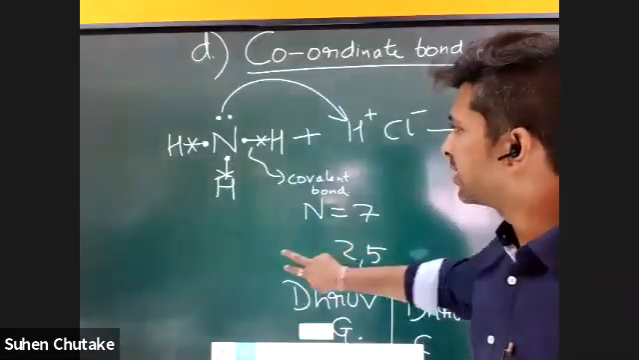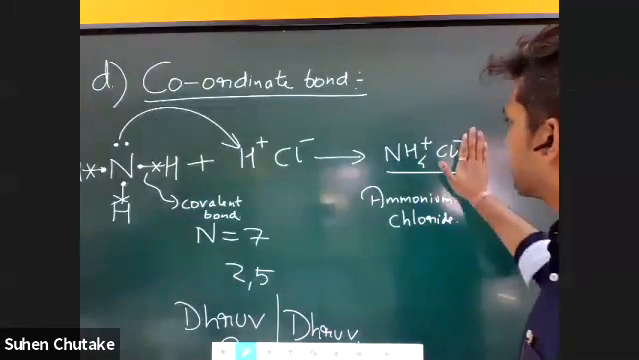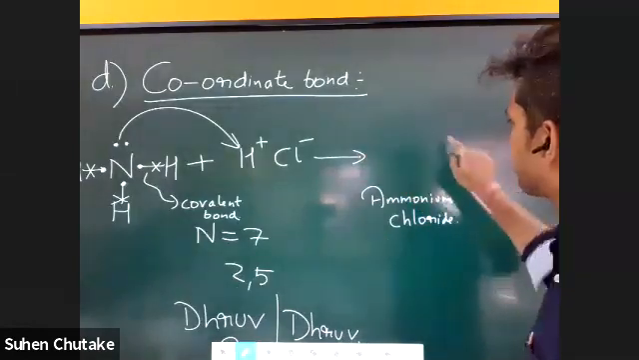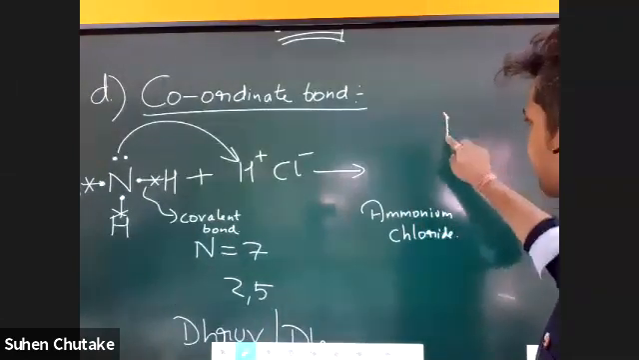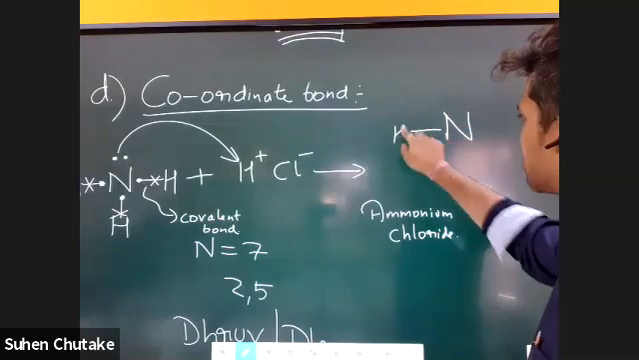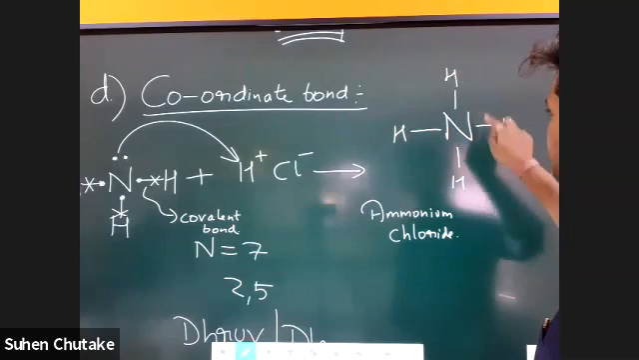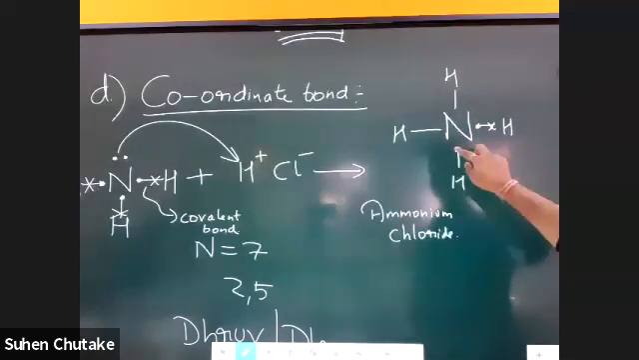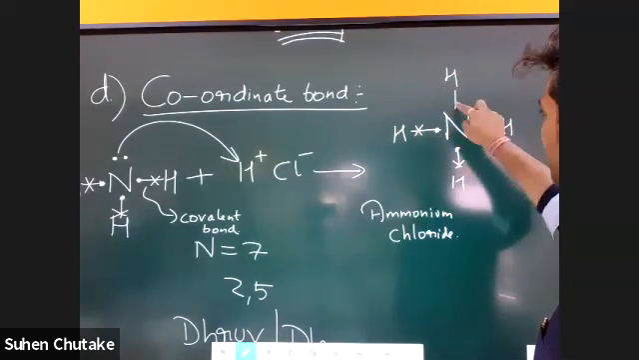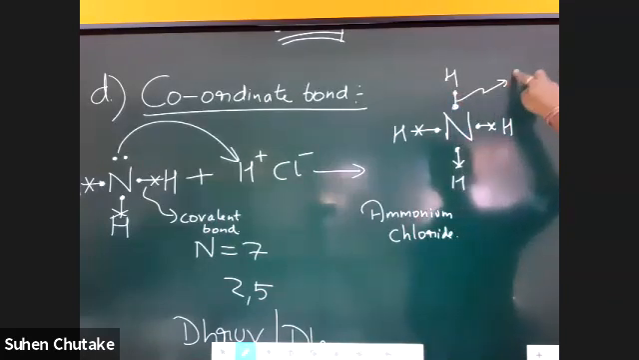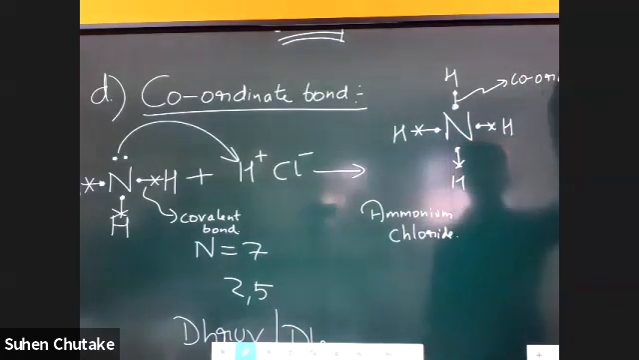So what is happening over here? The same thing is happening over here. When the NH4Cl bond is forming, it is something like this. Have a look. This is NH4Cl. Now, out of these bonds, these three are covalent, right? But these are what? Coordinate. Which bond is this? This is the coordinate bond.